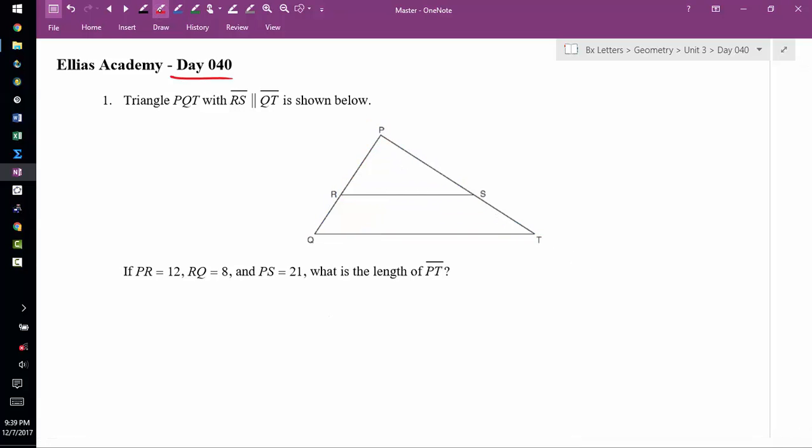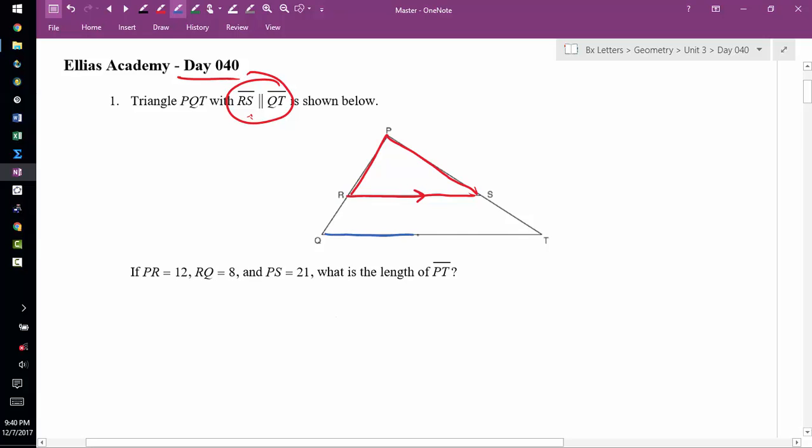And I can tell right from the start that they're similar, even though they don't tell me. I can infer it, I can deduce it from this statement here, that RS, the base of this smaller red triangle, is parallel to the base of that larger overlapping triangle. And that can only happen when triangles are dilated, because corresponding sides will be parallel. So now that I know that they're similar, I know this problem will be solved with a proportion. I'll be making a ratio equal to a ratio using corresponding parts.